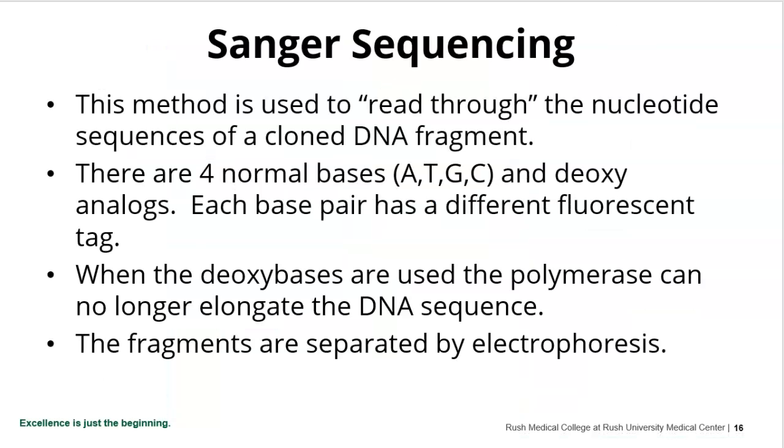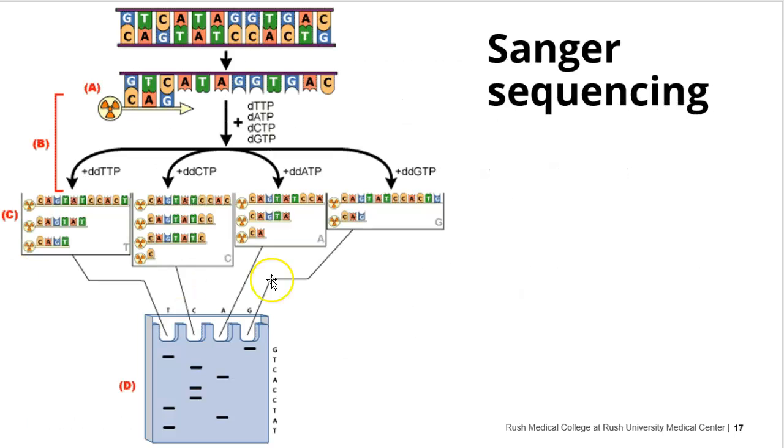So the next thing I want to talk about is Sanger sequencing. And this is how we sequence a gene. This is the gold standard. It's incredibly expensive. We don't use it as much anymore because we have easier and faster methods. But I just want to talk about how it's done and why it's such a great way to do it.